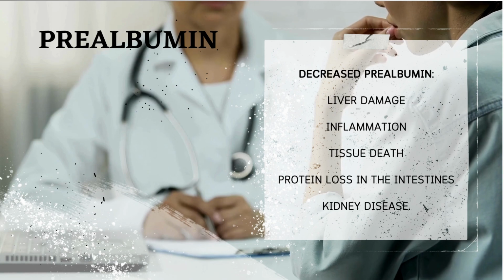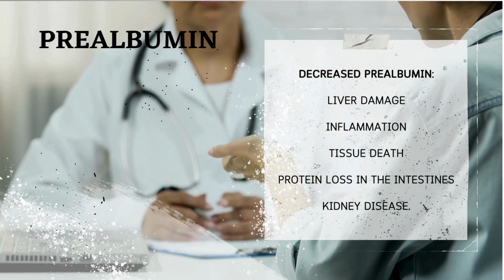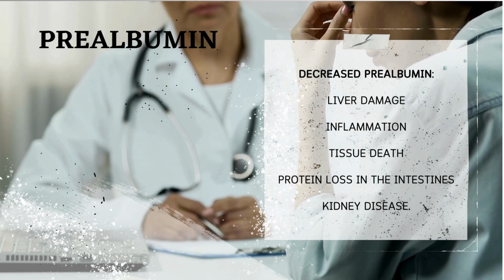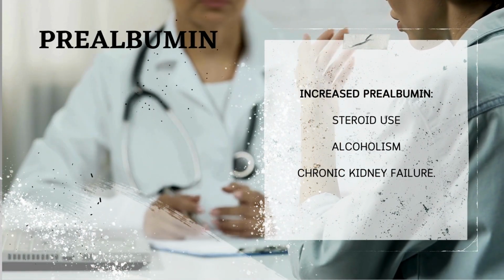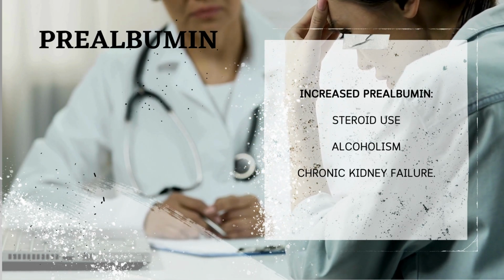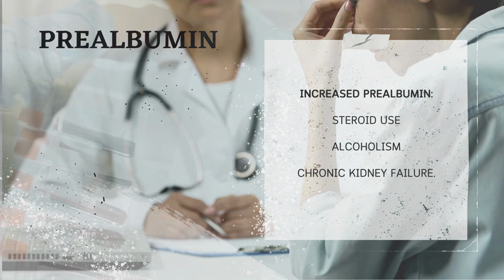Decreased pre-albumin can indicate liver damage, inflammation, tissue death, protein loss in the intestines, or kidney disease. Conversely, increased pre-albumin might be associated with steroid use, alcoholism, or chronic kidney failure.